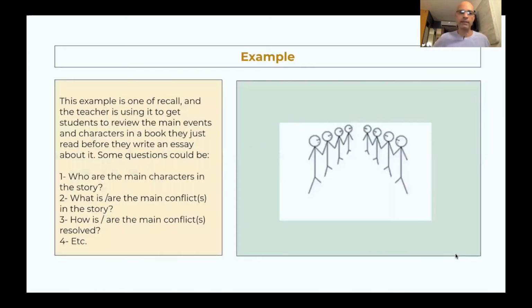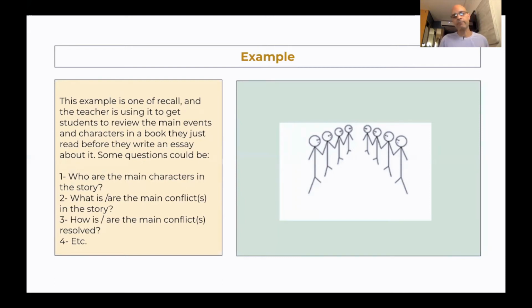So let's see an example here. This example is one of recall. The teacher is using this as a review activity, to get students to review the main events and characters in a book they just read before they write an essay about it, which will be the next activity. Some questions that the teacher could propose could be: who are the main characters in the story? What is or are the main conflicts in the story? How is or are the main conflicts resolved?